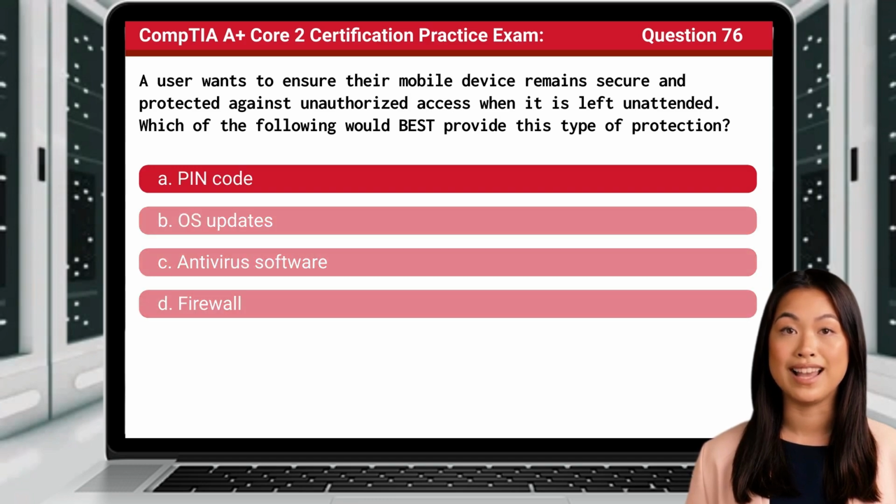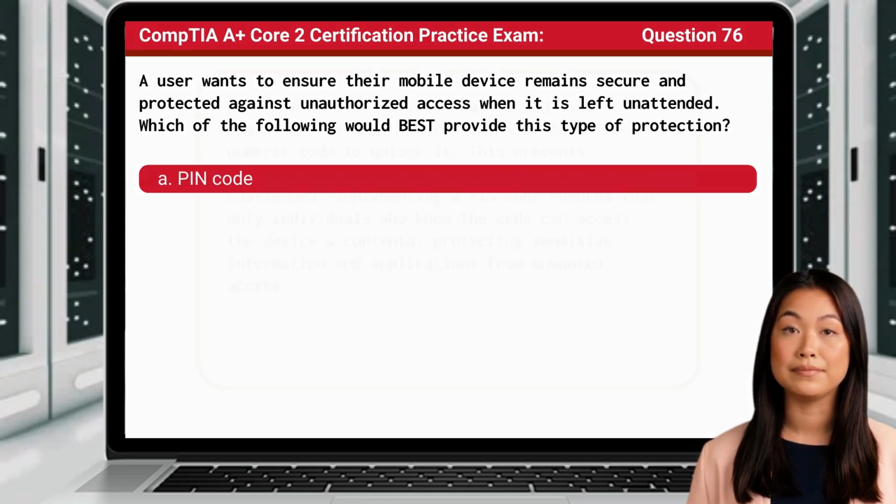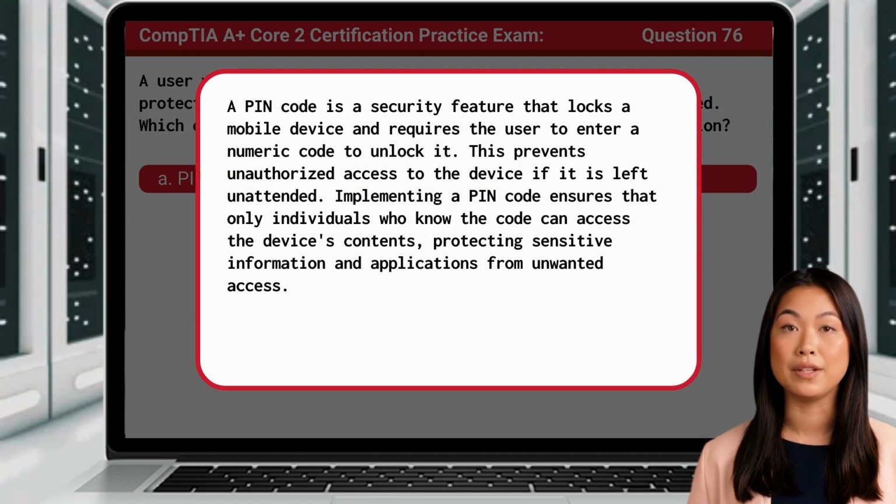The answer is A. PIN code. A PIN code is a security feature that locks a mobile device and requires the user to enter a numeric code to unlock it. This prevents unauthorized access to the device if it is left unattended. Implementing a PIN code ensures that only individuals who know the code can access the device's contents, protecting sensitive information and applications from unwanted access.